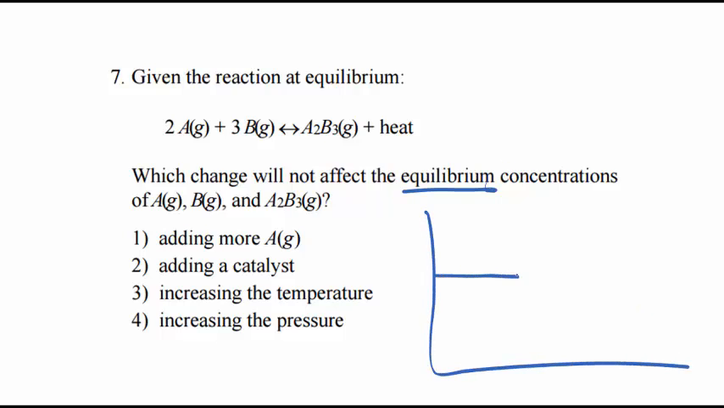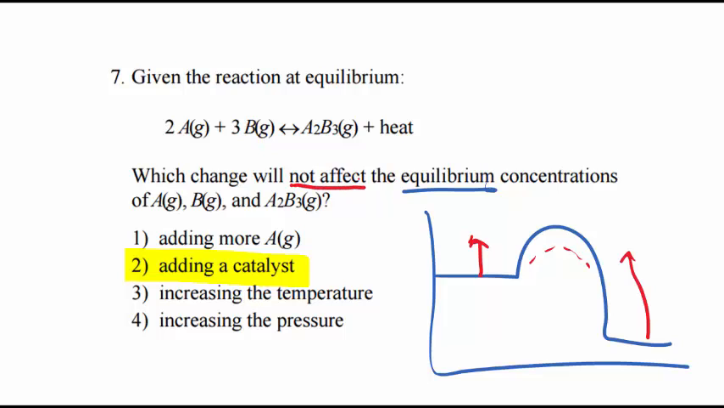Remember what a catalyst does. A catalyst lowers activation energy for both the forward and the reverse. And what that means is that adding a catalyst speeds the reaction in both directions, and there is no effect on equilibrium. So a catalyst would have no effect.